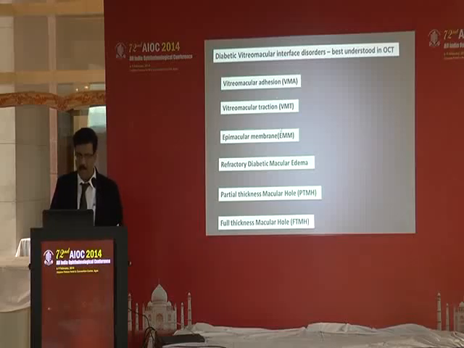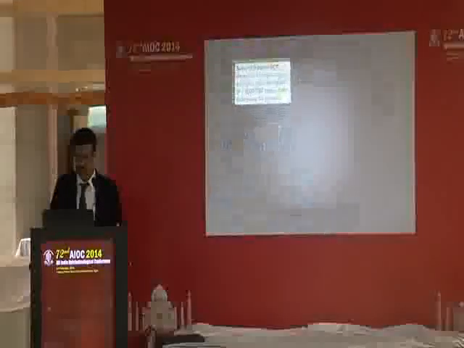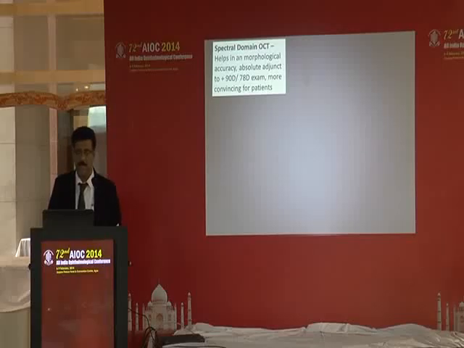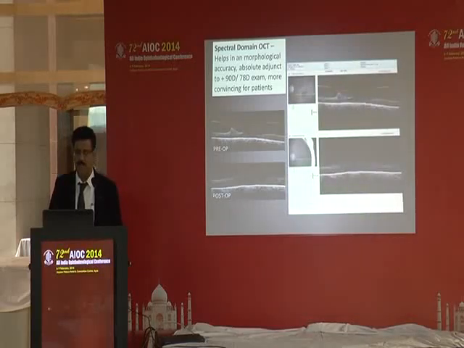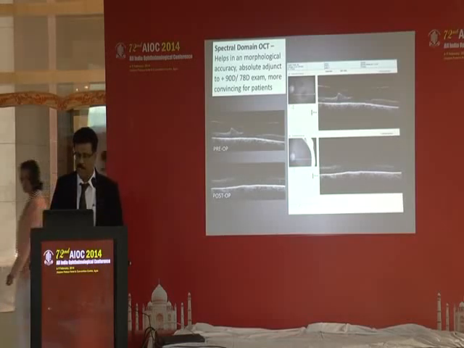Now, diabetic vitreomacular interface disorder is best understood on OCT. These are all vitreomacular problems we deal with in our day-to-day practice. This is the spectral domain OCT. It helps in morphological accuracy, an absolute adjunct to the plus 90D or 78D exam. It's more convincing for the patient. You see the pre-op picture like this, multiple traction is there, and after surgery you can see the traction is not there. If you give a single scan, pre and post-op picture, it will be more convincing for the patient.